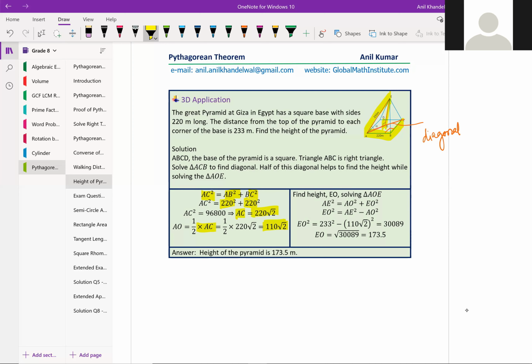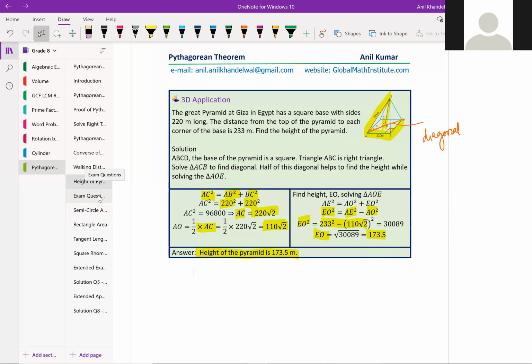That becomes one side of our vertical triangle, which we're looking into. And we are looking into the shorter side, the height. So hypotenuse square minus the shorter side, we get the square of the height. And when you do square root, you get the height itself. So we can now write down that the height of this pyramid is 173.5 meters. Yes. You understand this strategy? Yep. Most of the 3D questions based on Pythagorean theorem will be solved like this.